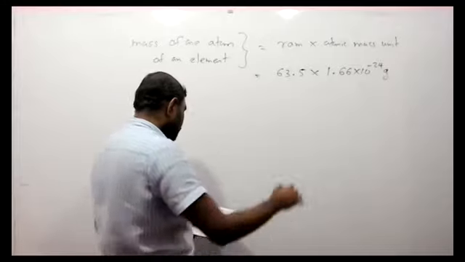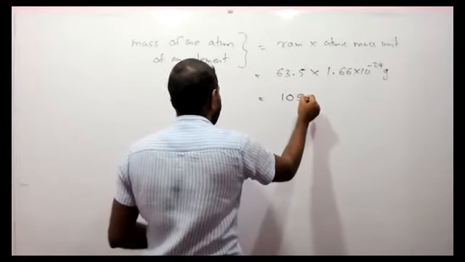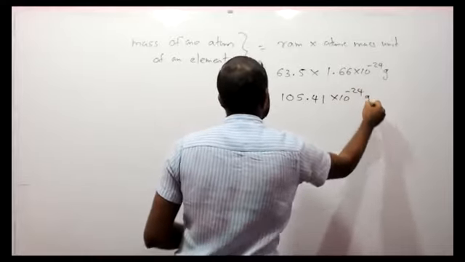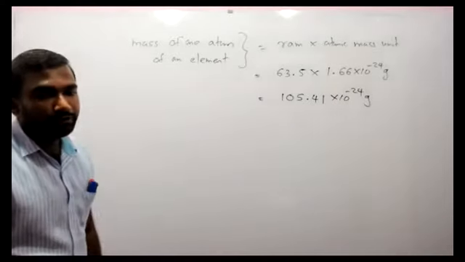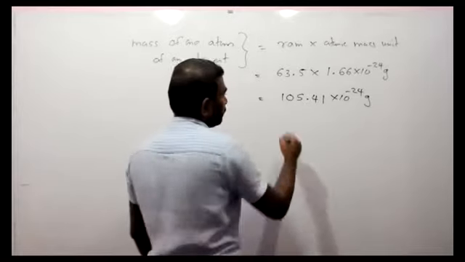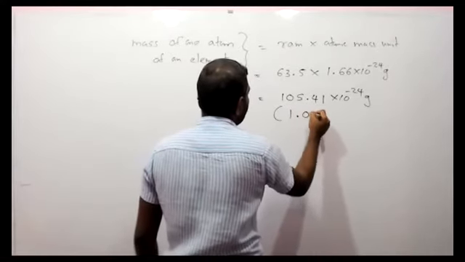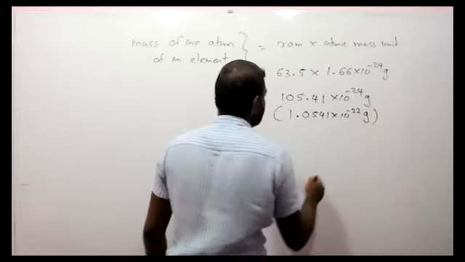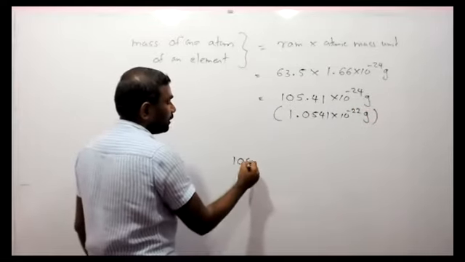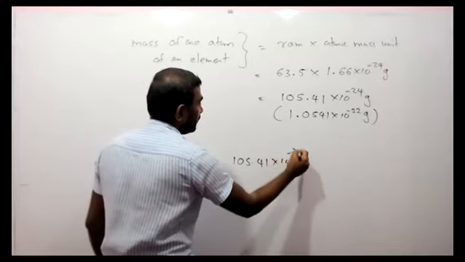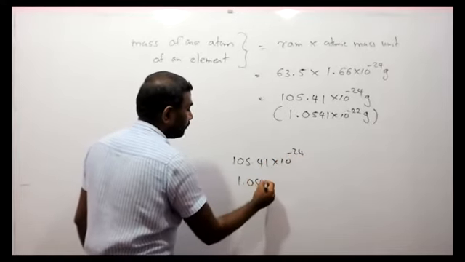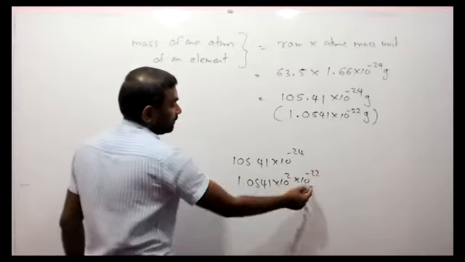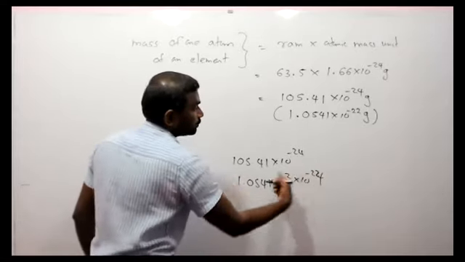Right, so if you simplify this, children, the answer will be 105.41 into 10 to the power minus 24 grams. You can write it as 1.0541 into 10 to the power minus 22 grams. You know how to convert this. 105.41 into 10 to the power minus 24, this will be 1.0541 into 10 to the power 2 into 10 to the power minus 24. So these two simplify down to minus 22.